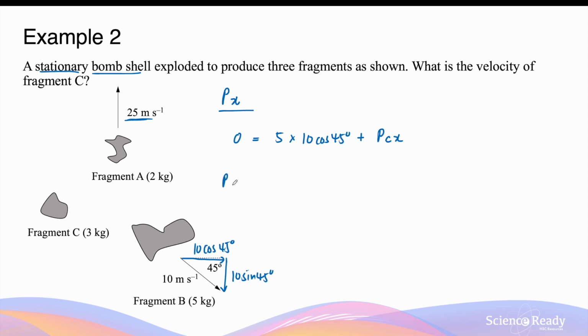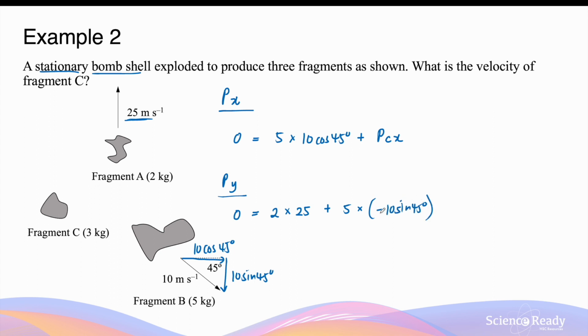Okay, let's analyze the momentum in the y direction. As we said earlier, the bombshell was initially stationary, so the total momentum in the y direction is also 0. And this is equal to the vertical momentum of fragment A, which would be simply its mass of 2 kilograms multiplied by a vertical velocity heading upwards at 25 meters per second. And we should add this to the vertical momentum of fragment B. This will be 5 kilograms multiplied by minus 10 sine 45 degrees.